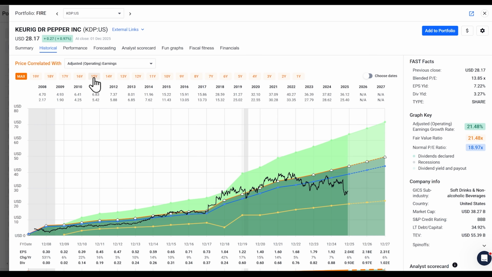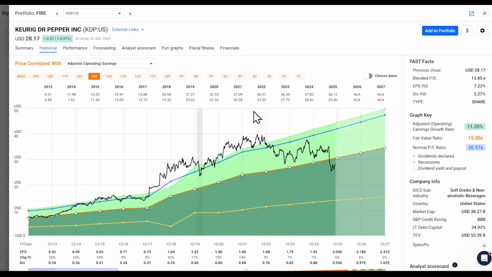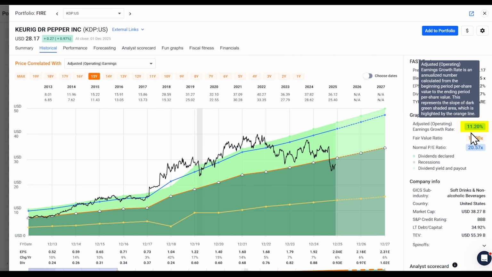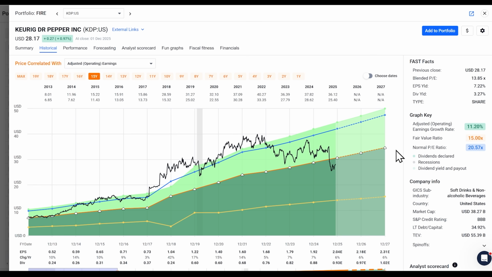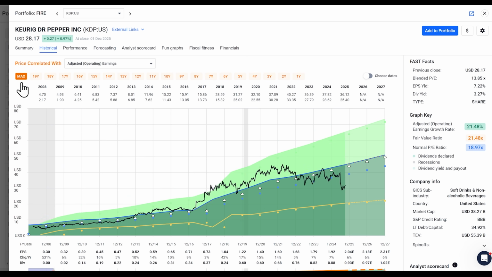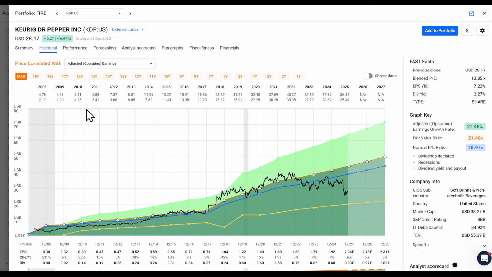But watch what happens when I drop this. If you are FAST Graphs users, you should never use FAST Graphs without going through as many time frames as you can. You can go through all of them, but for expediency purposes I like to cut them down. I go from the max to the 15-year graph. Now the growth rate's only 11% a year. Okay, now that changes the value. We're actually drawing the orange line at a 15 PE, no longer at a 21 PE, because we've had a reset of growth.